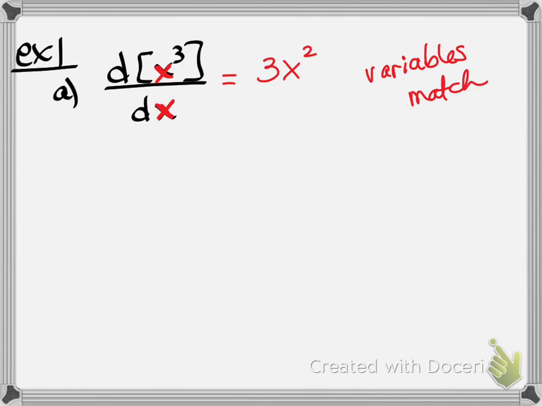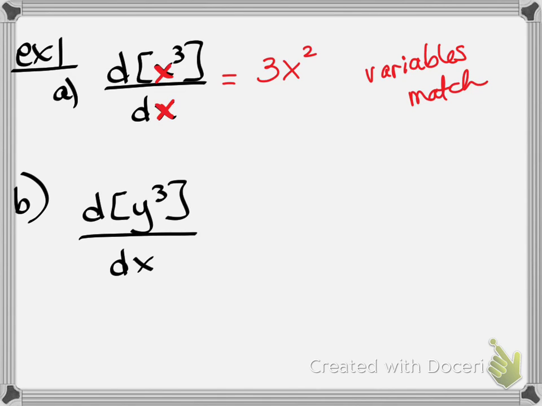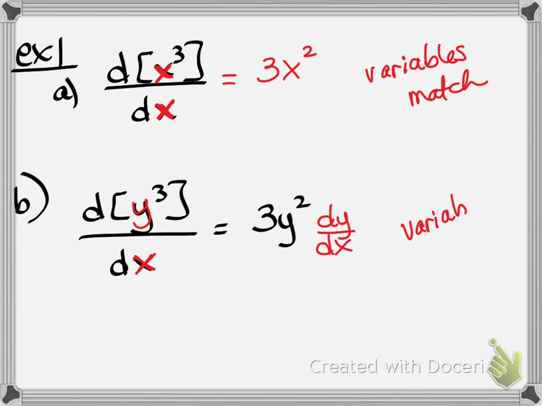So we just do the derivative like normal and move on because the variables match. This next one, let's call that a. The next one is the derivative of y cubed with respect to x. Well, we're going to do the derivative of y cubed like normal and get 3y squared. But since our variables do not match, we have to let them know that they don't match by multiplying by dy dx at the end. So it's like you're saying, hey, I took the derivative of this and I got 3y squared, but my variables didn't match, so times dy dx.